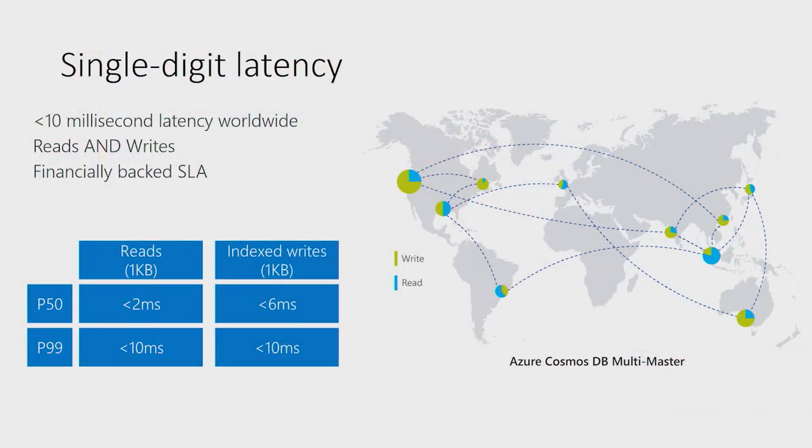I see. So what kind of latency do customers currently get with multi-master support? You bet. So today, customers get less than 10 millisecond latency worldwide in all the reads. With multi-master support, they're now going to get that same single-digit latency on reads and writes. And this is all going to be financially backed by our SLAs. So at the 99th percentile, they're going to get less than 10 millisecond. At the 50th percentile, less than 6 millisecond. I see. So super fast. This is just fantastic.